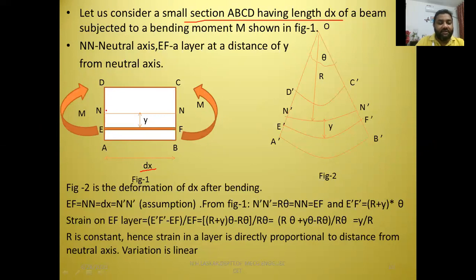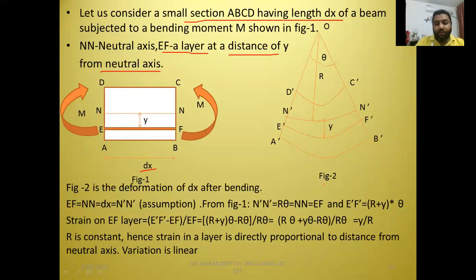NN is the neutral axis since it is a rectangular section. So at the middle of the section, there is a line NN, and that is called the neutral axis. EF is a layer at a distance of y from the neutral axis. So this distance is y from the neutral axis.